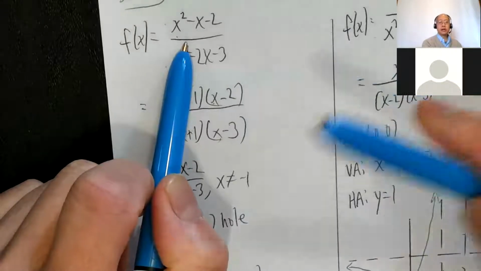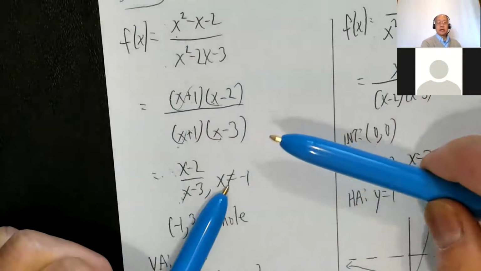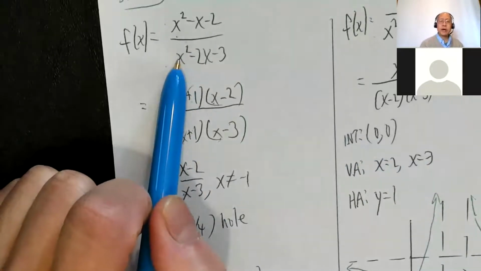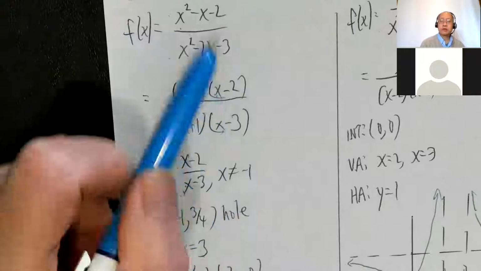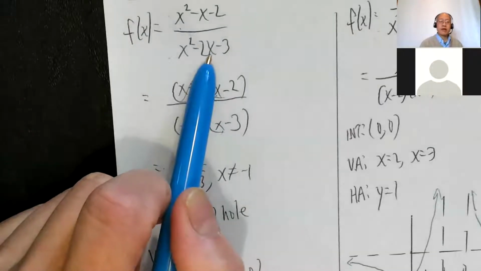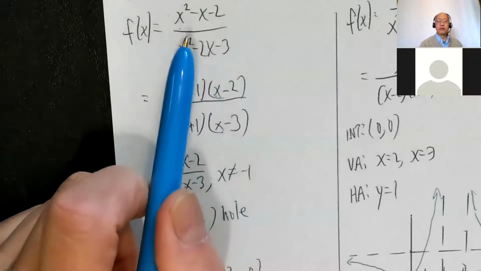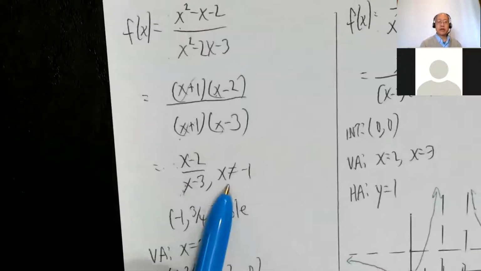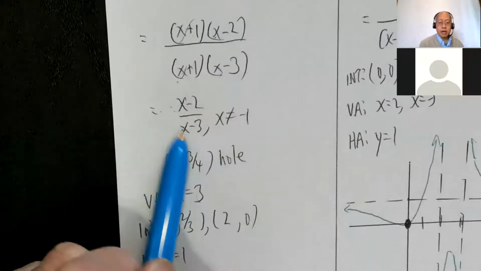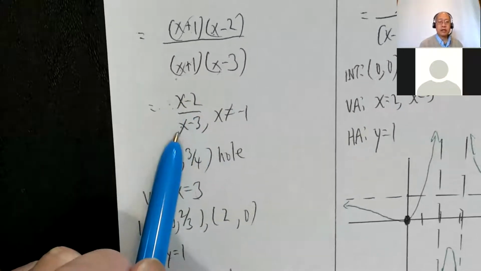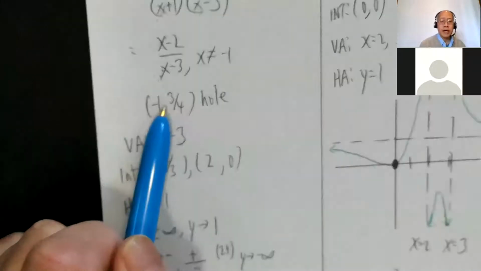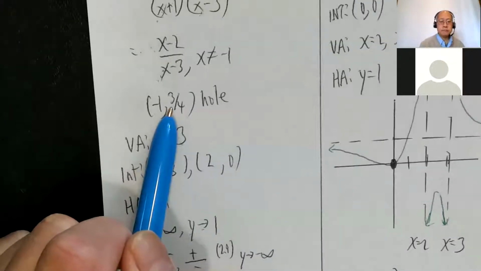What's the difference between this equation and this equation? Here, x is allowed to be -1. Here, x is not allowed to be -1. Remember, we had a question on the test that said, what's the difference between these 2 functions? It's just at one point, one x value, not allowed for this one, but allowed for the other one. So that means (-1, 3/4) has a hole. So for the rest of the problem, I'm just focusing on x minus 2 over x minus 3. I did all my analysis over here, but I have to remember there's a hole at (-1, 3/4).